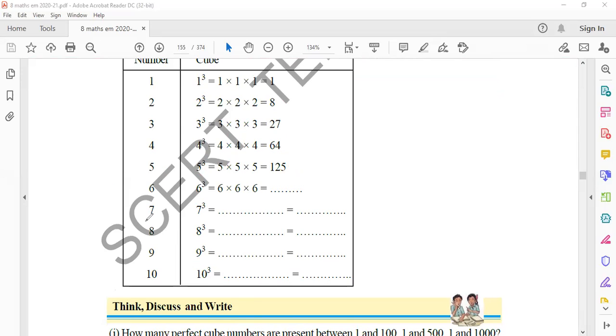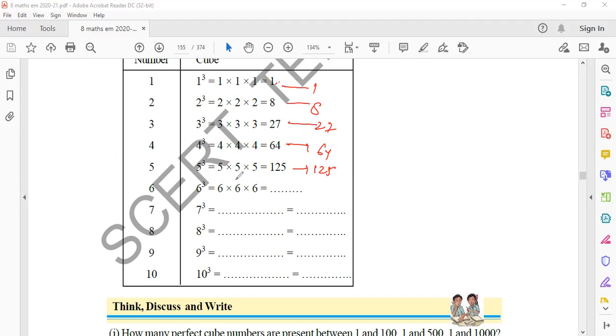What is the cube of one? What is the value of one cube? It is one into one into one. What's the value of two cube? Two into two into two. The answer is 8. Now here it is: 1, 8, 27, 64, and 125 they wrote.